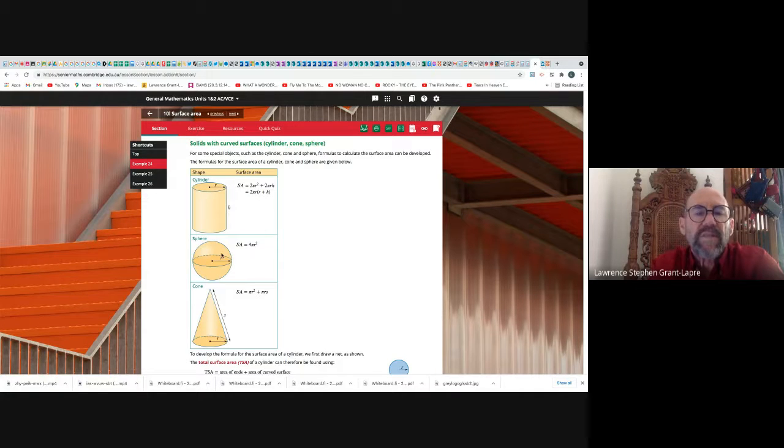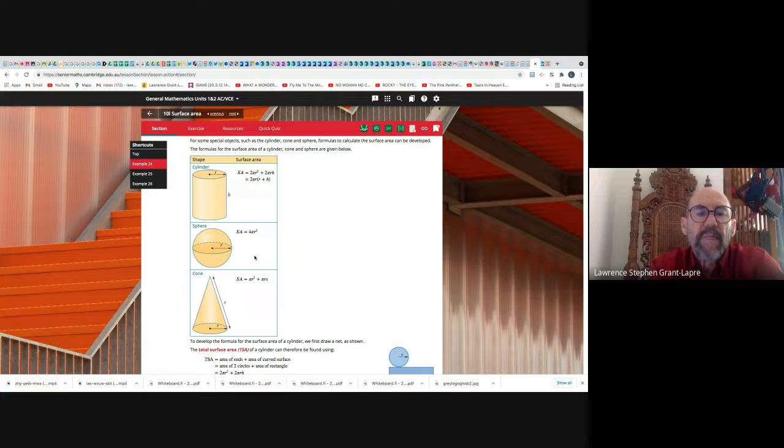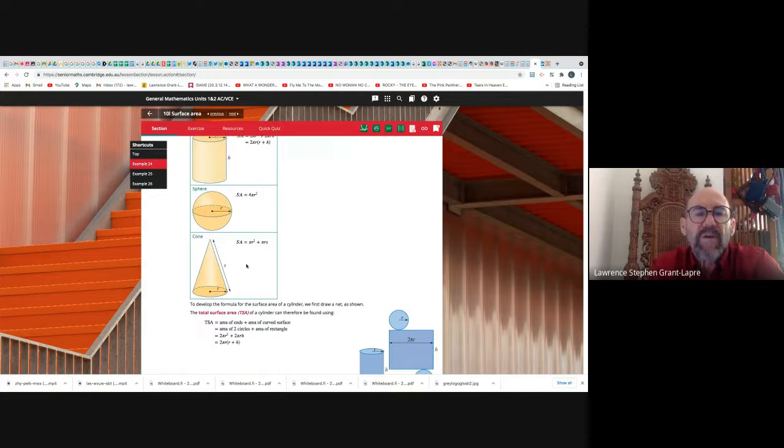For a sphere, it's 4 pi r squared, so the sphere is the same as 4 circles. Then you've got the surface area of a cone. You've got the base, which is pi r squared, and then this curved part is pi times radius times slant height, s, and that's the slant from the top all the way down, not the perpendicular height. Careful with that. It's just the slant height.